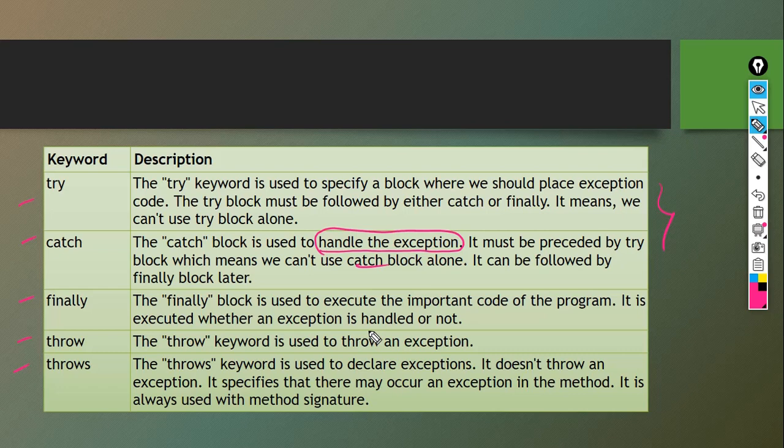Then we have this finally block. The finally block is used to execute the important code of the program. It is executed whether an exception is handled or not. So as I mentioned in a previous class, whatever we keep in this finally block is going to execute.